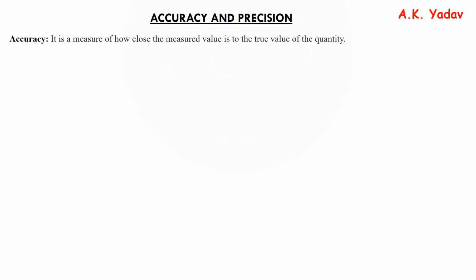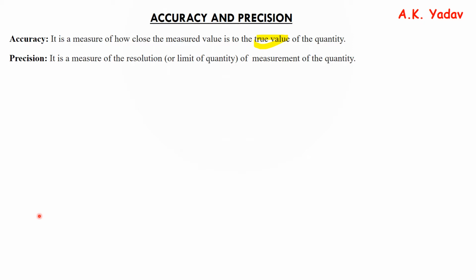Now, let's start the topic: accuracy and precision. First of all, what is accuracy? Accuracy is the measure of how close the measured value is to the true value. The next thing is called precision. It is a measure of the resolution or limit of measurement of the quantity. A bit confused? Don't worry, we have covered everything for you.